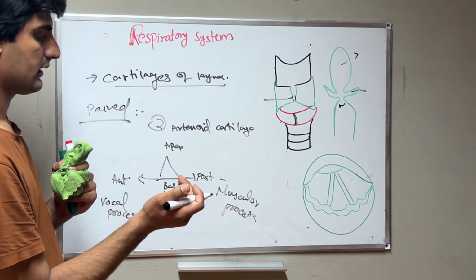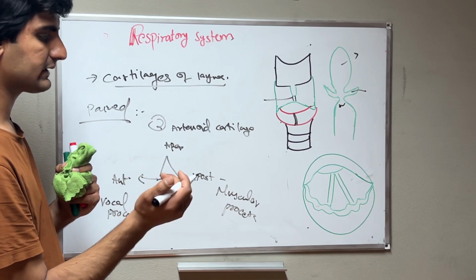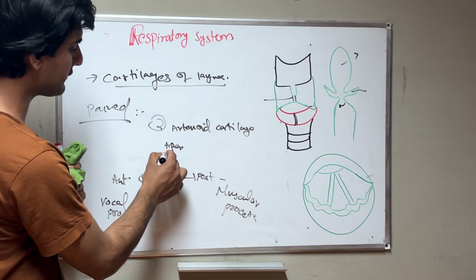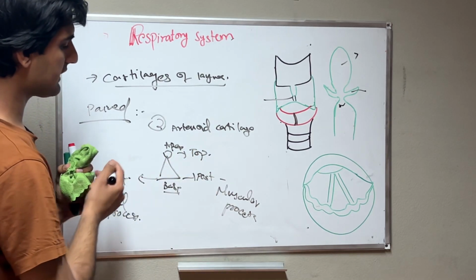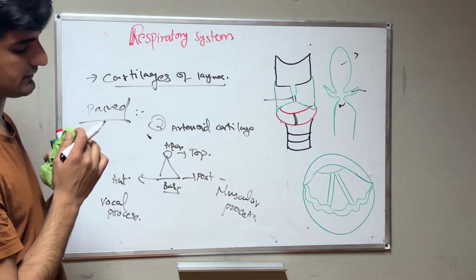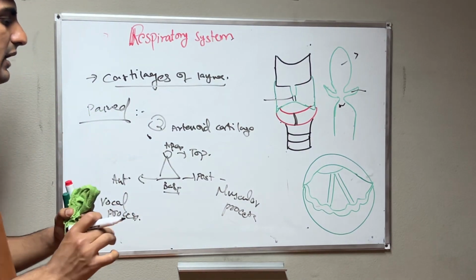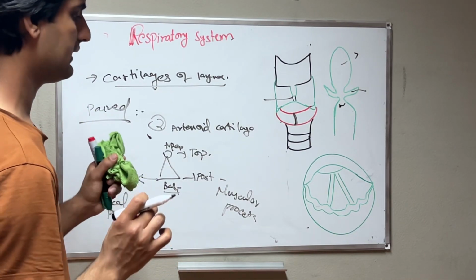And the Corniculate cartilage, which I already said, is located at the top of the Arytenoid cartilage. Here we also have the Cuneiform cartilage. This is a little detail about the structure of each cartilage.